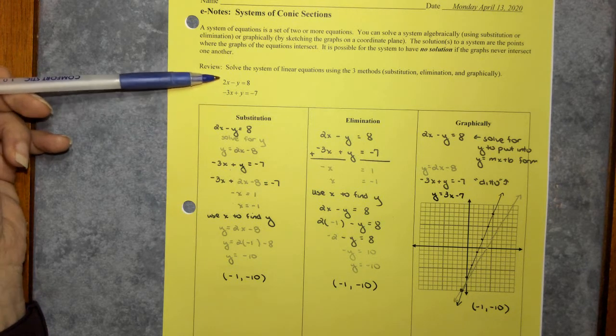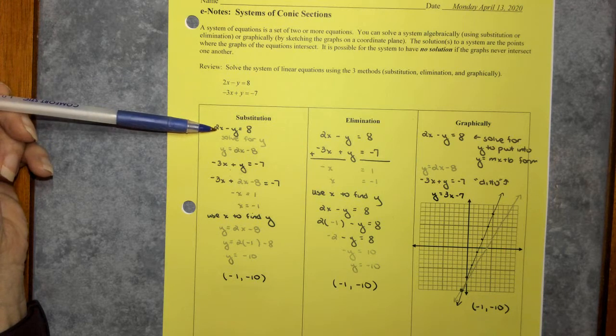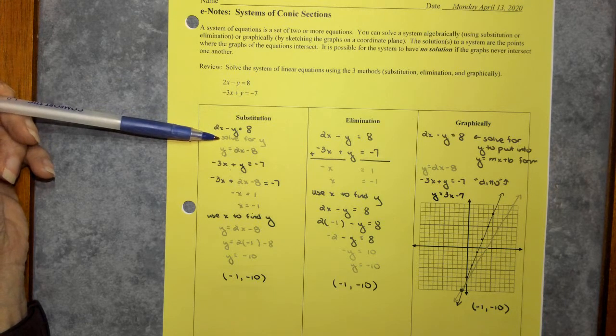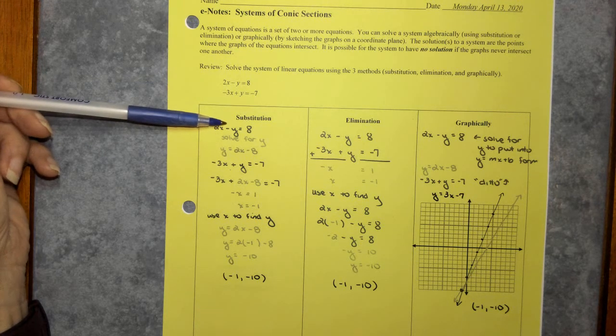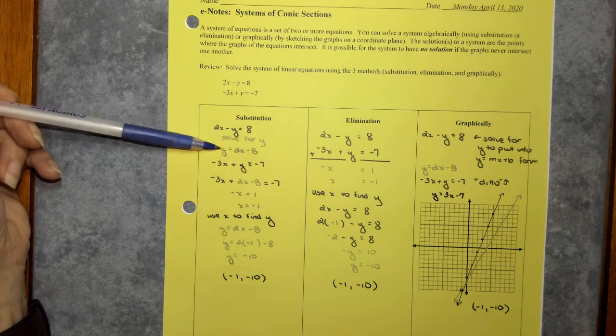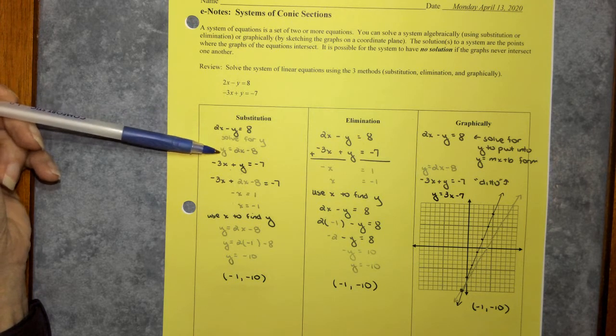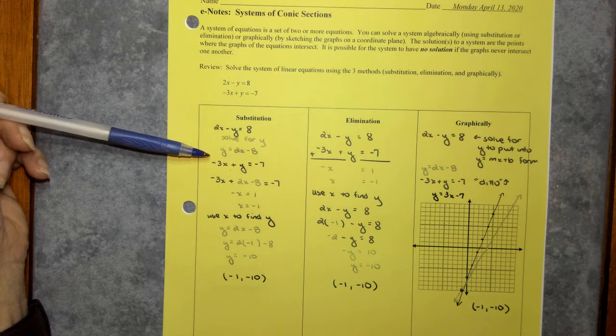Under substitution, you pick an equation. You can choose the first or the second. I chose the first equation, and you solve it for a given variable. I could solve this equation for x or y, but it's technically easier to solve it for y. When I solved it for y, I did so without showing a lot of work. If you need to, pause the video and see how I solved that for y, but basically I added y to this side and subtracted 8 to get the y by itself.